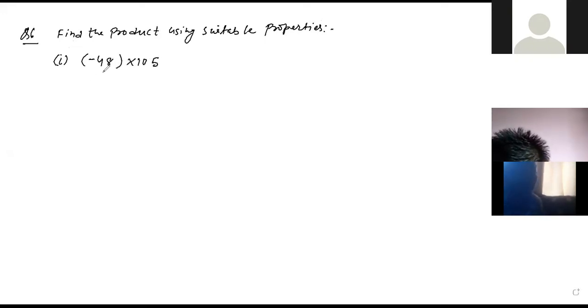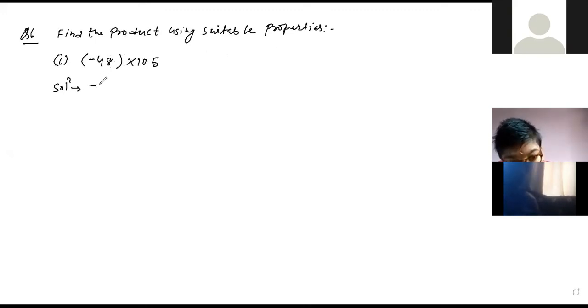So see here, what kind of property we can use here, or how we can solve this question. Don't do direct multiplication like 48 into 105, because everyone knows that. But this question is given here to solve in a different way. How to solve in a different way? By using the properties. We have learned 4 properties, so one property is suitable for this question, and we have to use that property.